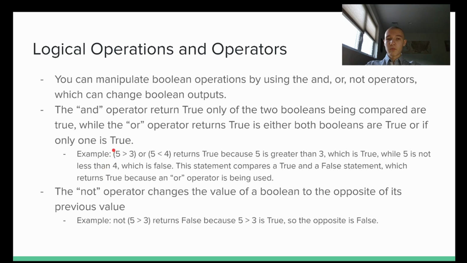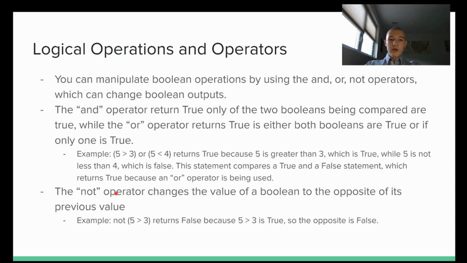As you can see in our example, if we write a statement, say, with parentheses, using PEMDAS, 5 is greater than 3 or 5 is less than 4. As you can see, one of these statements at least is true, 5 is greater than 3. This one is not true, 5 is less than 4, but because one of them is true, this will return true because of the OR operator.